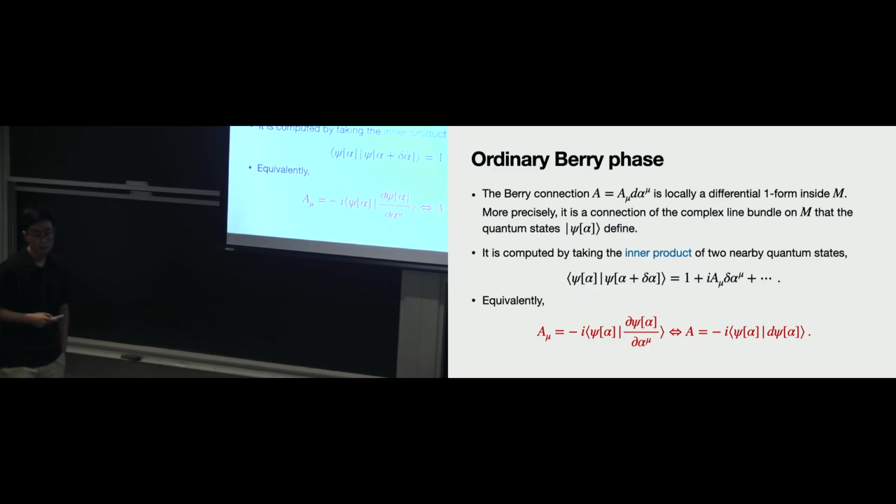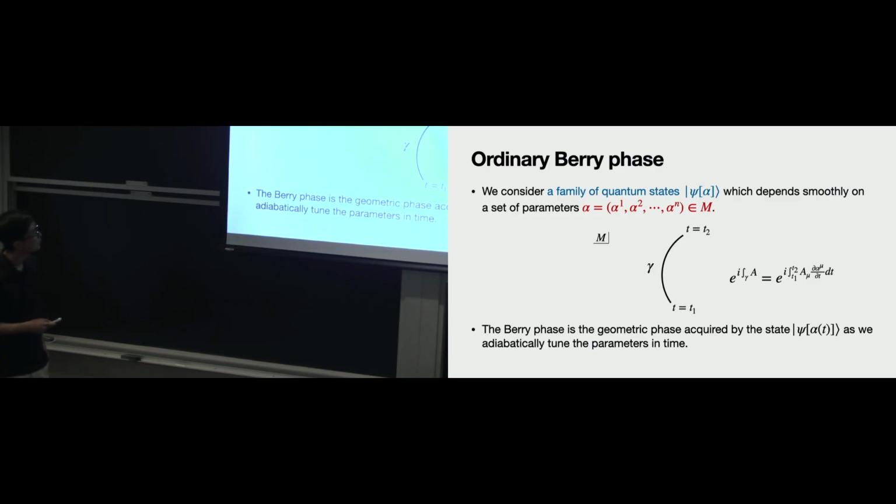Is there any assumption there's a gap? Yes, that's an important point indeed. For this A to be well defined, we need to assume that for every value of alpha along this gamma, the Hamiltonian has a unique ground state, and there is no level crossing. And if there is a level crossing, this A will diverge.